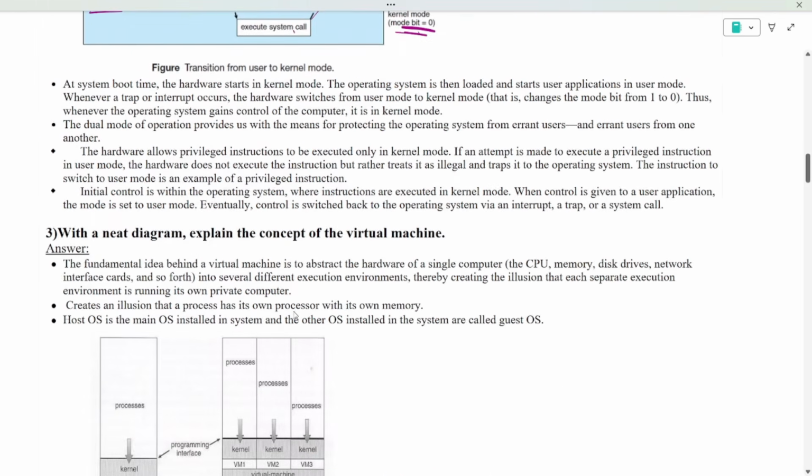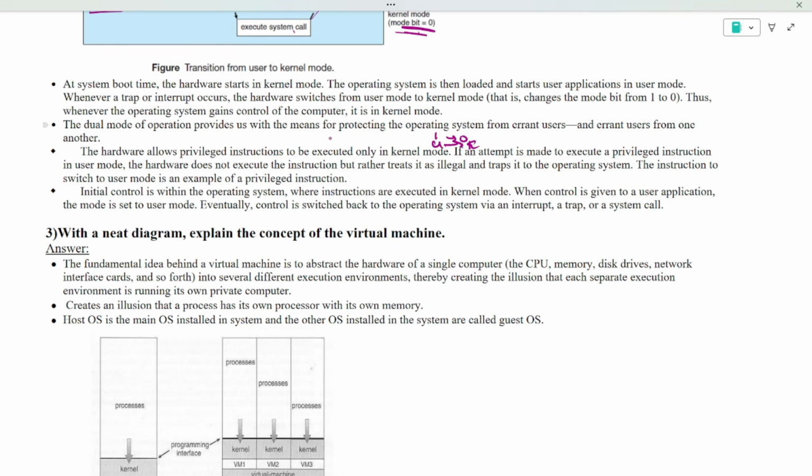At system boot time, that is restart time, the hardware starts in kernel mode, that is mode bit equal to 0. In this mode, the operating system is loaded and then starts user applications in user mode. When a trap or interrupt occurs, the hardware switches from user to kernel mode, and it will change the bit from 1 to 0. Thus, whenever the operating system gains control of the computer, it is in kernel mode.